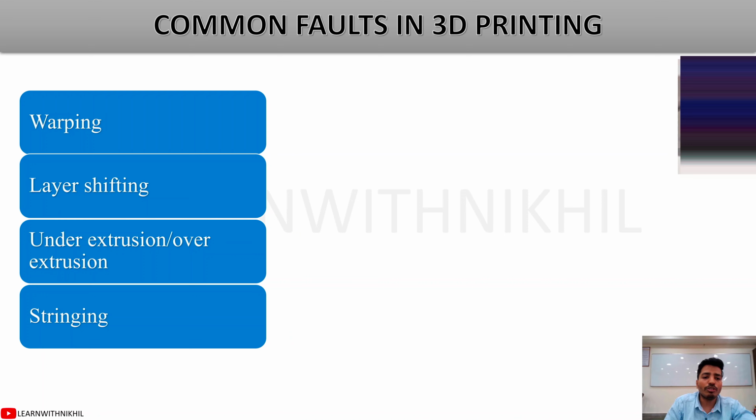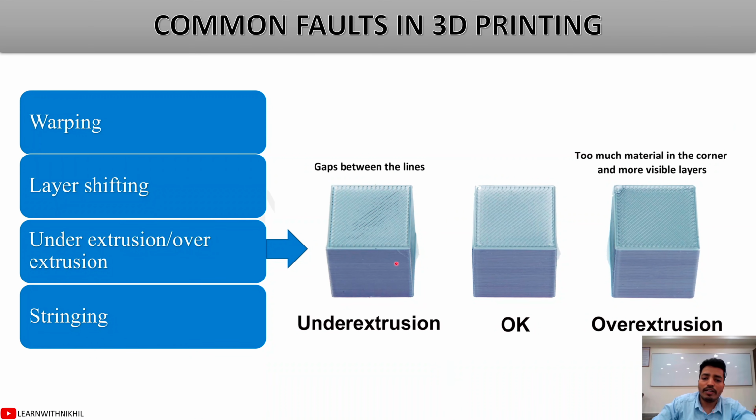Next, under extrusion and over extrusion. Under extrusion is nothing but gaps between the lines. If there is too much material, it is called over extrusion, meaning more material is pumping out at a few spots. If there is less material oozing out, that is under extrusion. This is basically due to the nozzle being quite close to the object, or if your nozzle is quite high, this might happen. This is the proper smooth surface you have to get. As I mentioned, this is due to a clogged nozzle or an incorrect temperature setting. There are a few settings which you can change to rectify this.